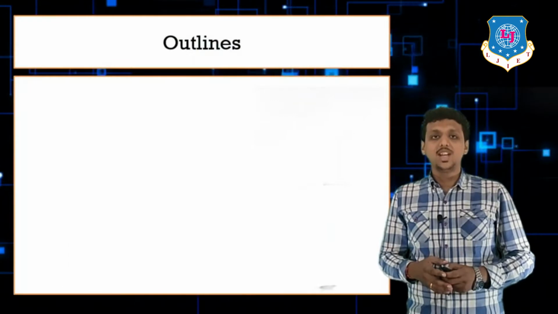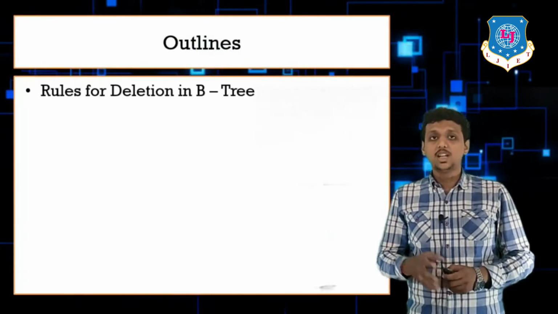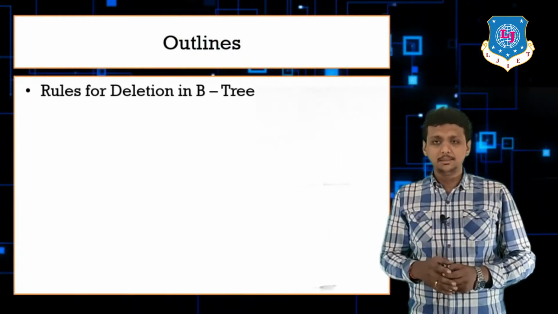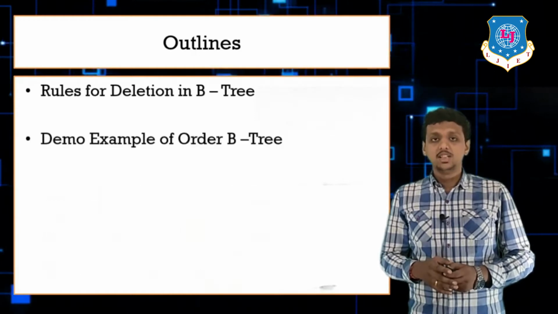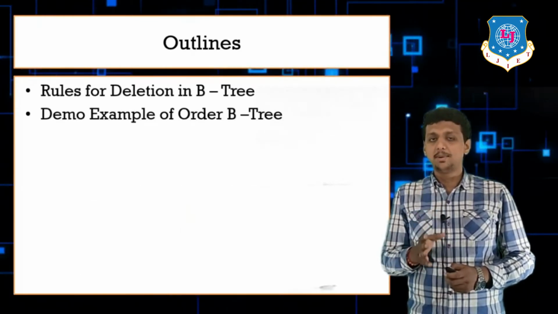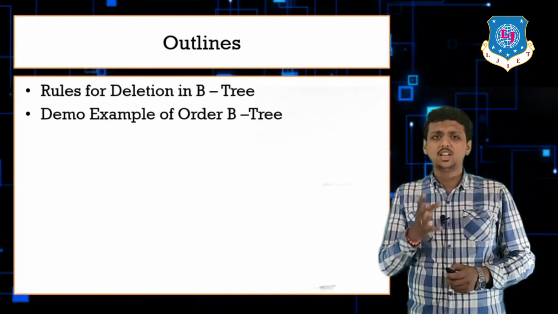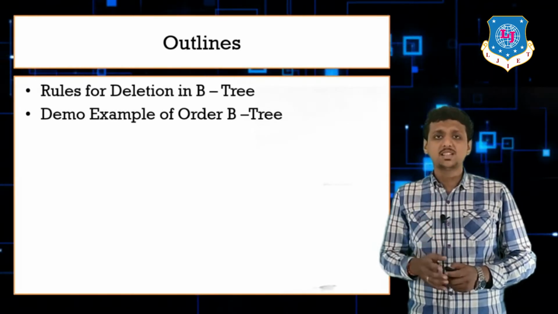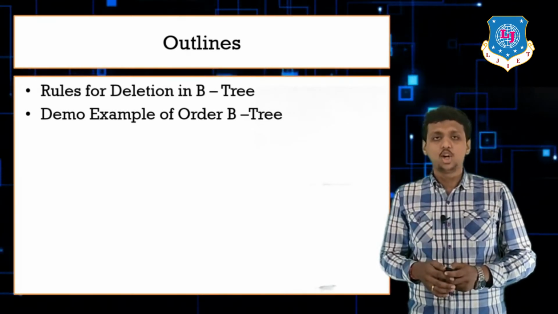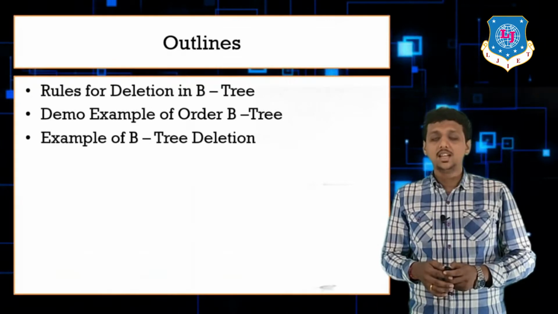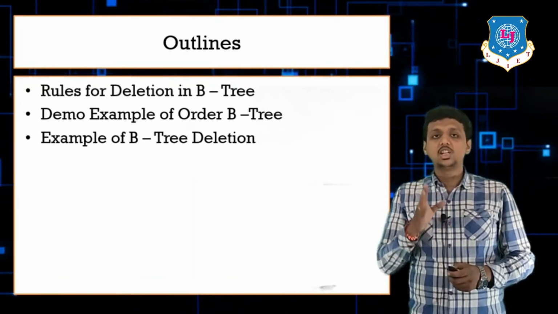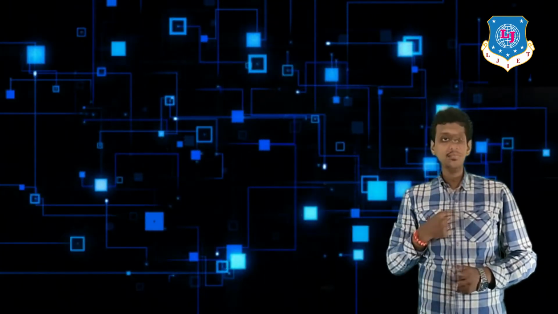So let's begin with today's outline. Students, the outline is: first we'll talk about the rules for deletion in B tree. Then we'll see a demo example of how to calculate the minimum and maximum values or subtrees for order in B tree, and then we'll see deletion in B tree with an example.